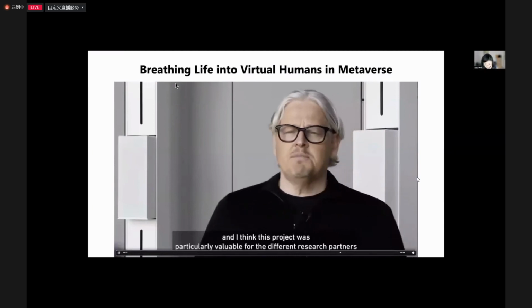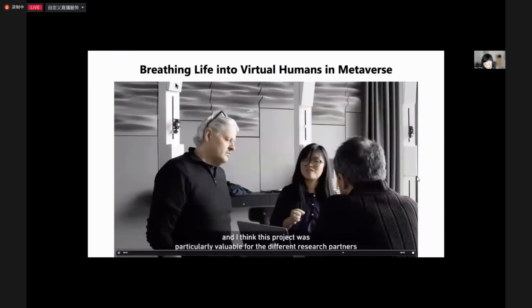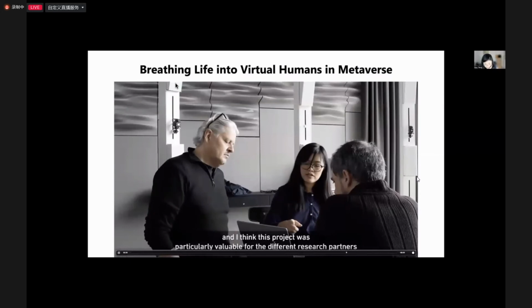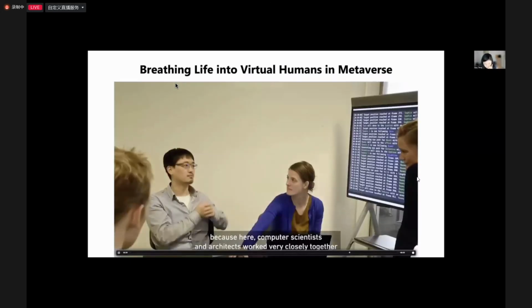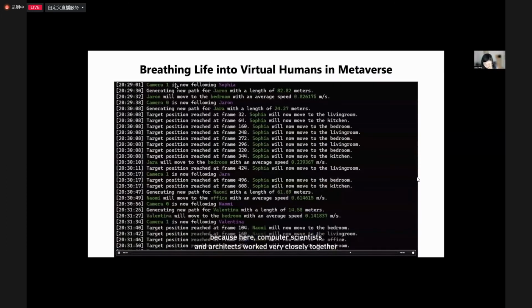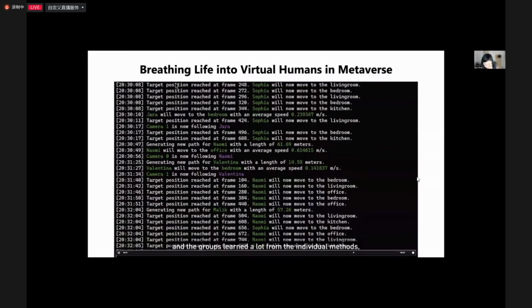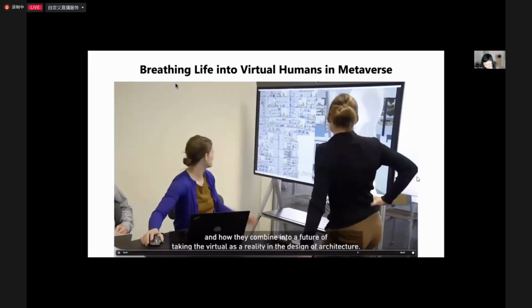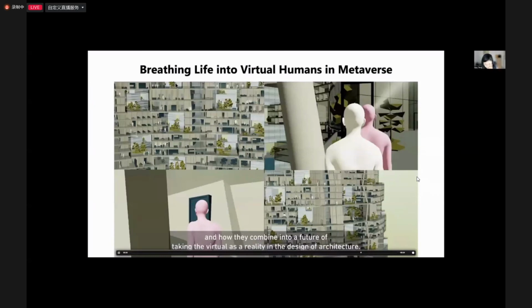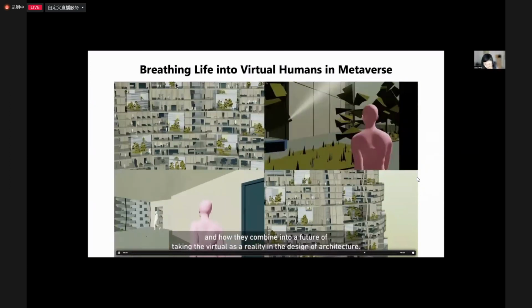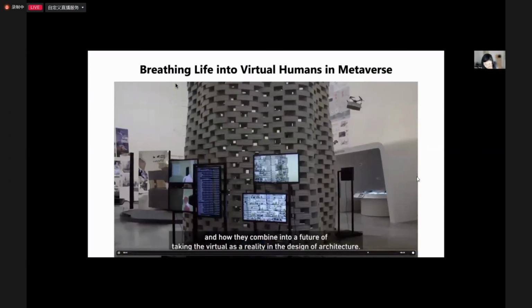And I think this project was particularly valuable for the different research partners because here computer scientists and architects worked very closely together and the groups learned a lot from the individual methods and how they combine into a future of taking the virtual as a reality in the design of architecture.